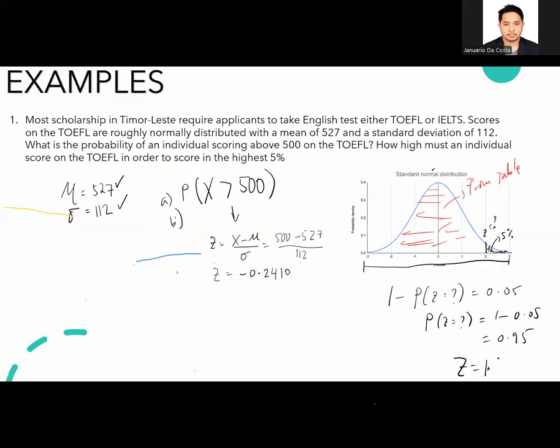This is 1.64. So 1.64 is equal to X minus the mean, divided by the standard deviation. The mean is 527 and the standard deviation is 112. So 1.64 equals X minus 527, divided by 112. Therefore, what is your score to be part of the top 5%?